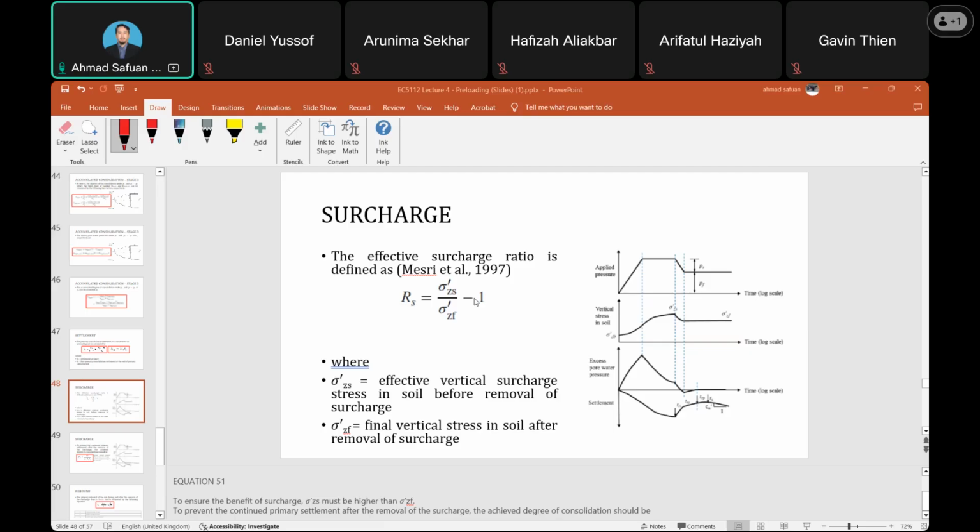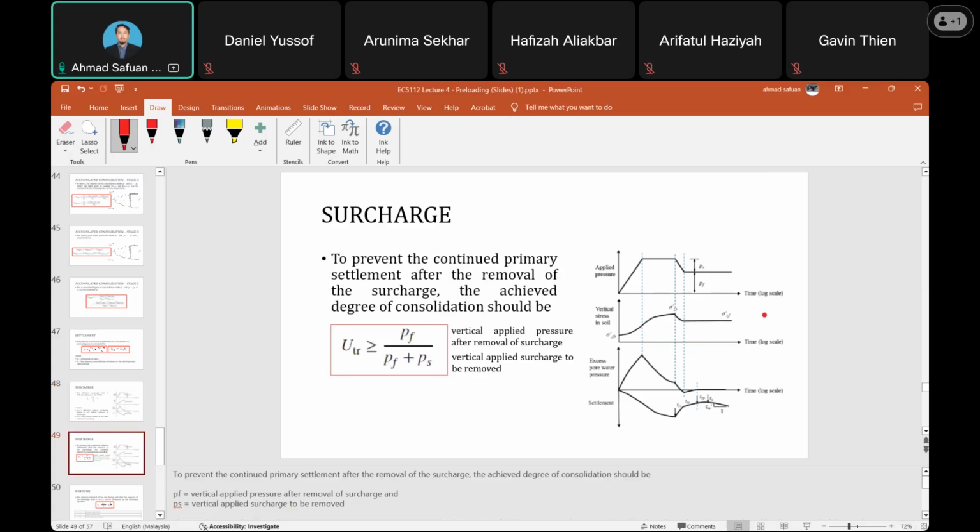To prevent the continued primary settlement after the surcharge, the achieved degree of consolidation should be equal to 80%. The UT or UTR should be greater than the PF over PF plus PS.